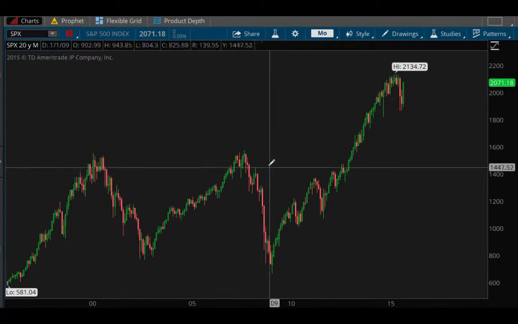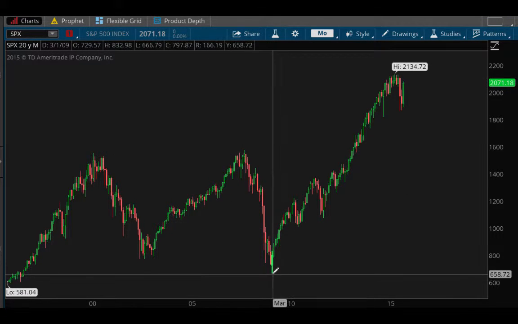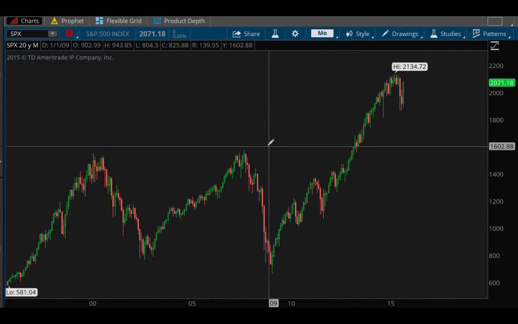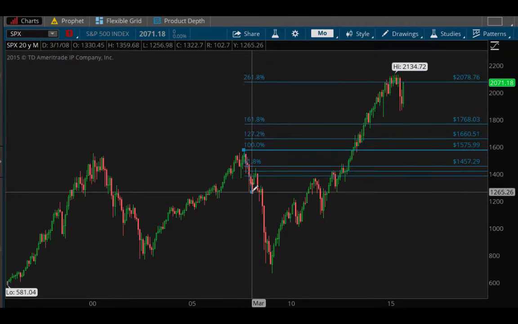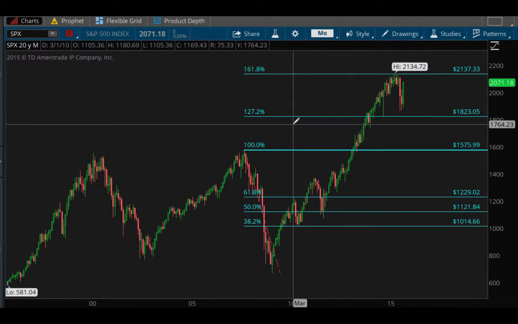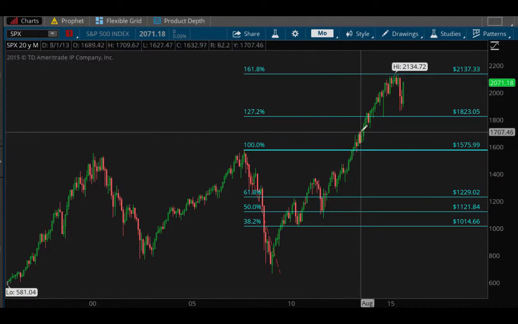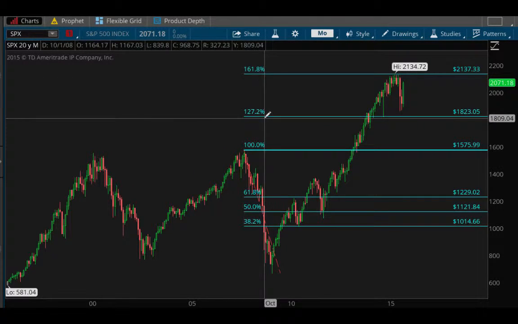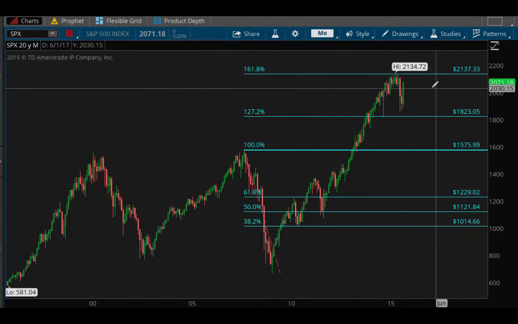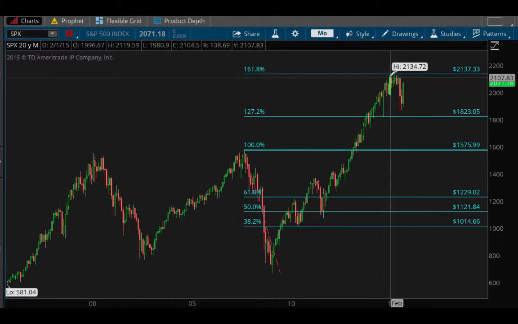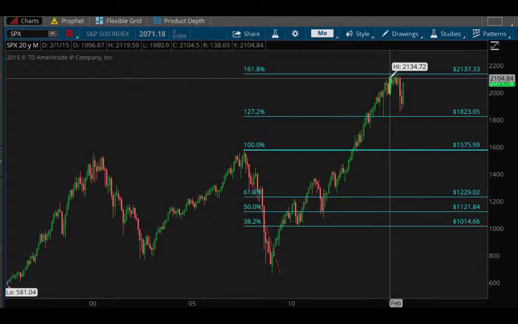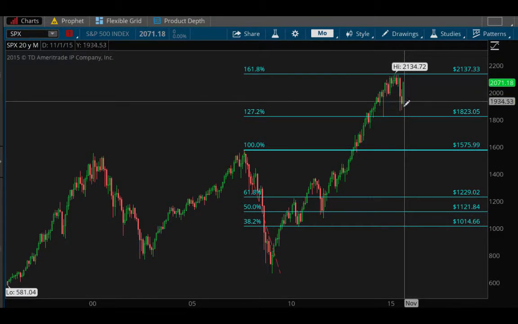So as you remember, an extension goes from A to B, and then it extends past A to C, and you'll see it here. So if we draw from A to B, you can see that our C, which goes past, is going to be first the 127.2, and then it's going to be the 161.8. And the 161.8 roughly coincides with the top of the market. This isn't an exact science, but a lot of people put quite a lot of belief into it.